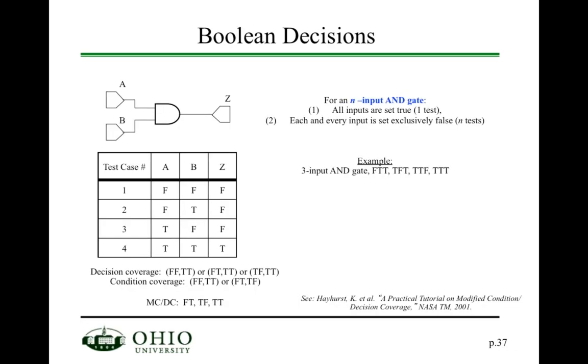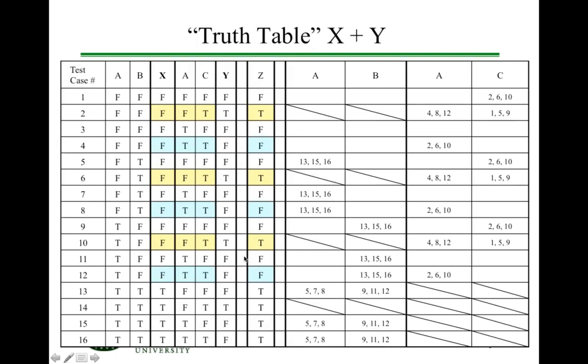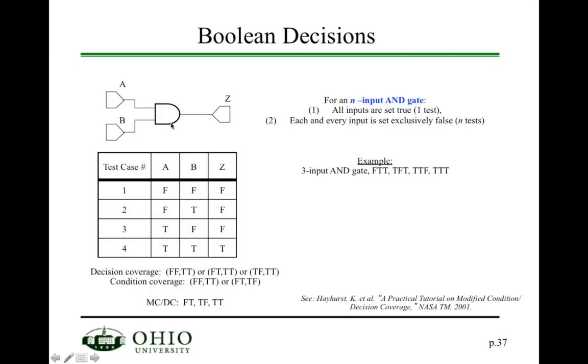So let's now look at typical Boolean decisions. So I told you before, if we have a particular Boolean expression, for example, it has an AND operation, A and B, and not A and C, and then an OR operation. So it's A and B, or not A and C. So what are we going to do for each of these Boolean decisions? Suppose we have an AND gate. If we have an n input AND gate, to get test cases that satisfy MCDC, you're going to set all the inputs to true. That's one test. And then you're going to take each and every input and set it exclusively to false.